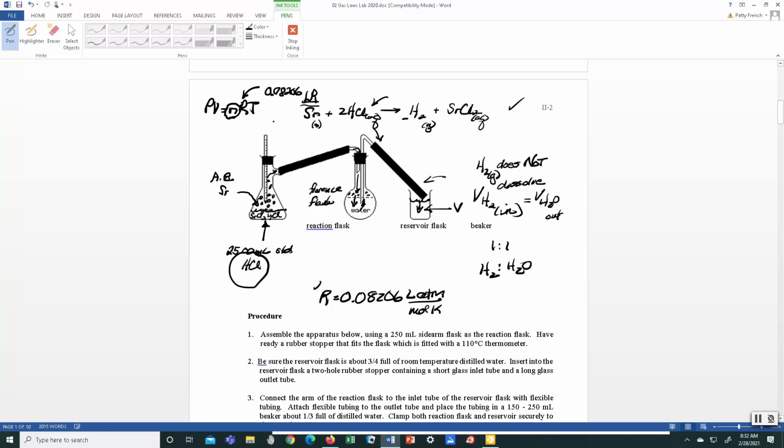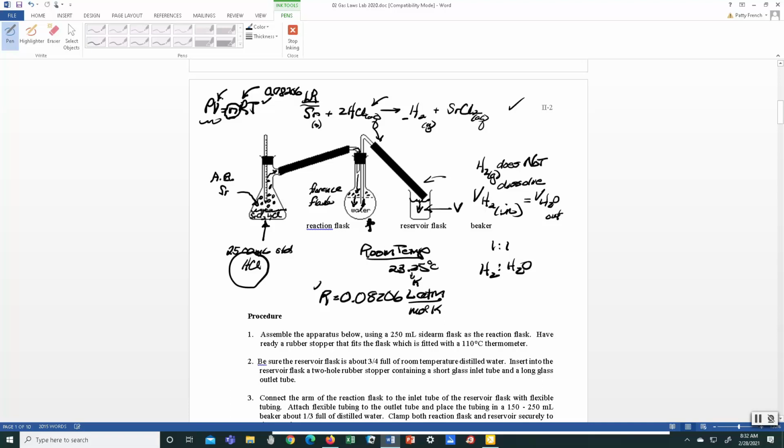Temperature. Well, we have a temperature. This water will be at room temperature. It's left out for a long time to make sure it's at room temperature. And at room temperature, let's say it's maybe 23.25 degrees Celsius. We'll convert that to Kelvin, and then we know the temperature. So what we have left is the pressure and the volume.